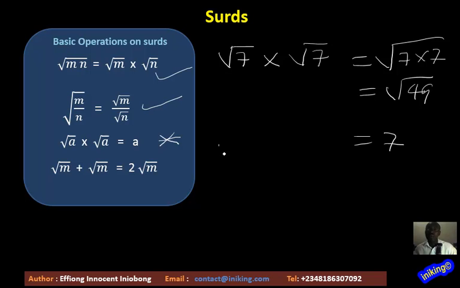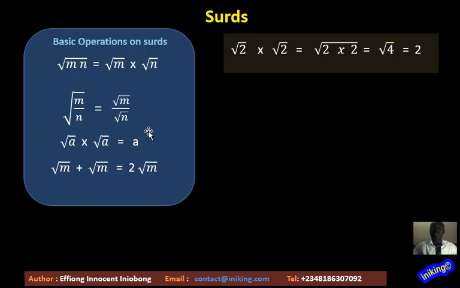Oh, so I have root of 7. I multiply by the root of 7. I simply just have my 7. Just throw away the square root sign. Root 7 times root 7 is 7. That's what this rule is saying, that the root of a times the root of a is simply our a out there.